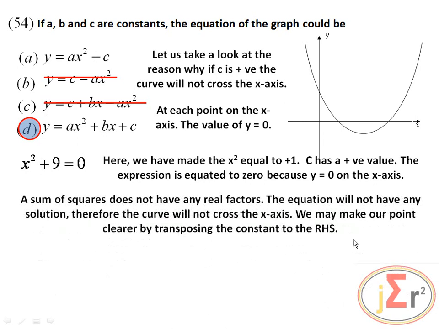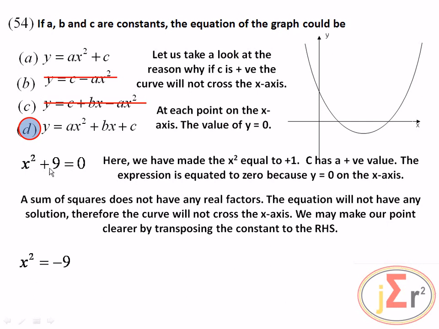A sum of squares does not have real factors. The equation will not have any solution. Therefore, the curve will not cross the x-axis. We may make our point clearer by transposing the constant to the right-hand side. A sum of squares has no real factors. Because we have a sum of squares on the left-hand side, we are sure that this equation will not have any real solution. Therefore, the curve will not cross the x-axis for a positive value for the constant.